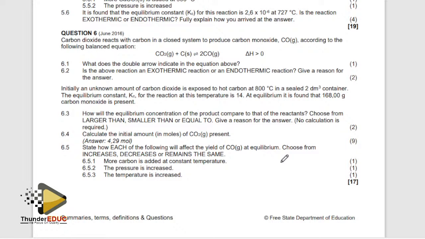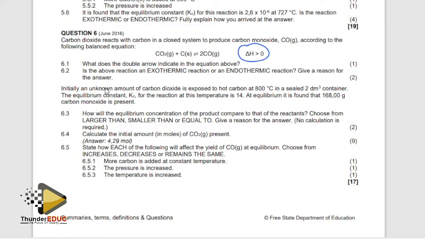Question 6, they are saying, what does the double arrow indicate? Okay, the double arrow indicates that it's a reversible reaction. Then they are asking, is the above reaction endothermic or exothermic? You have to look at the enthalpy change here. If it is greater than 0, then it means that it is endothermic. If it is less than 0, it means that it is exothermic. So in this case, it's greater than 0, therefore it is endothermic.